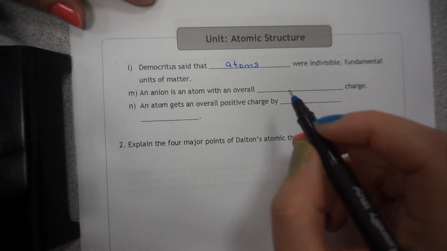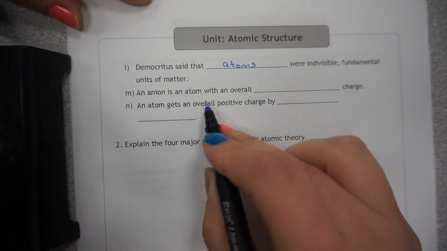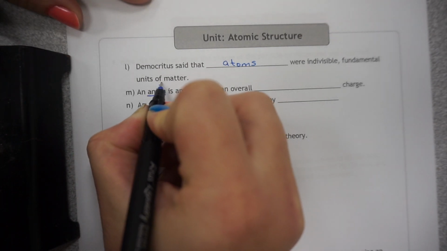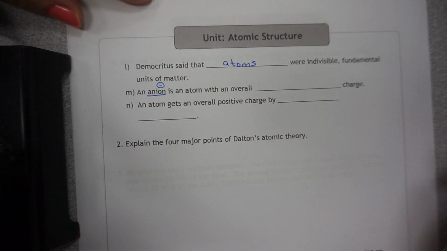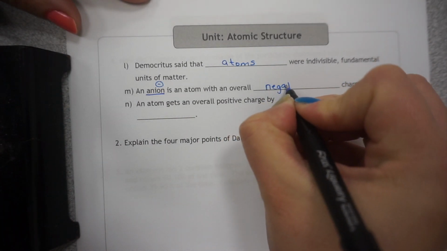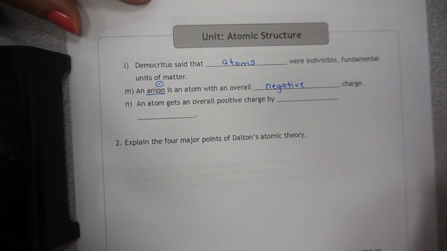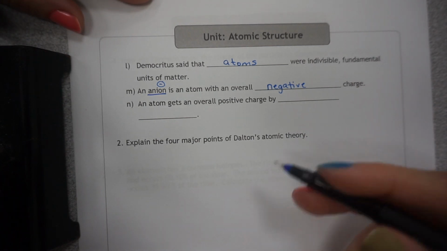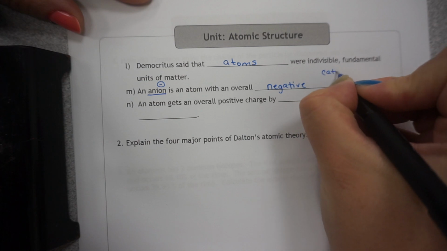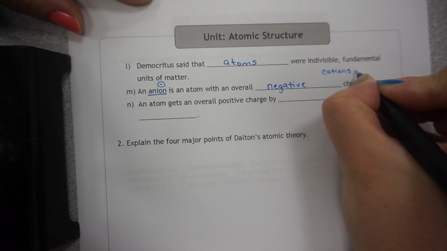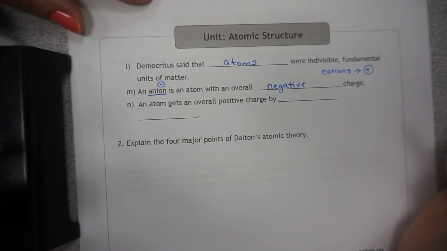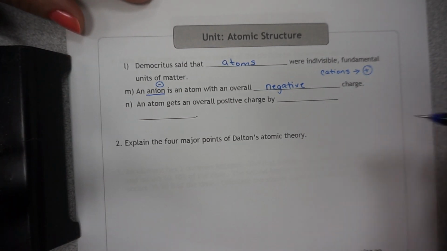All right, so an anion is an atom with an overall blank charge. Remember, anions are negative, okay? So an anion is an atom with an overall negative charge. And I don't have it on here, but I'm going to go ahead and tell you that, remember, cations have an overall positive charge, okay? Just kind of for reference.